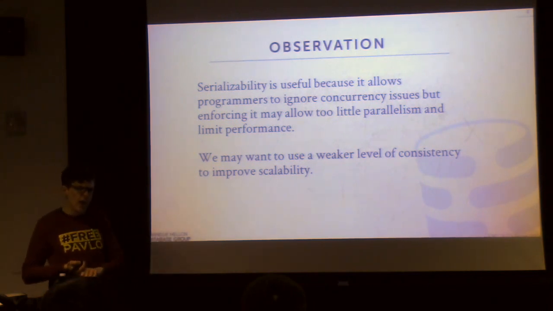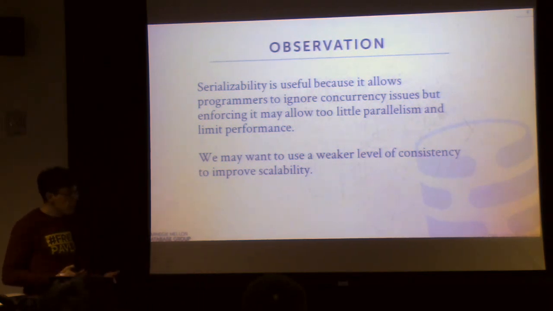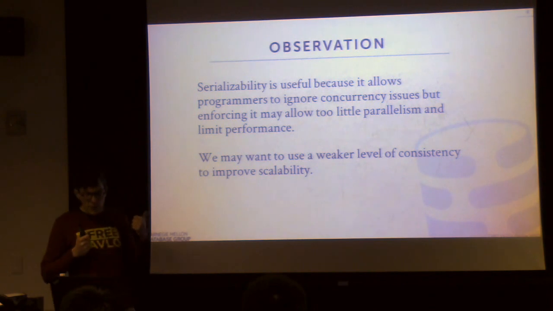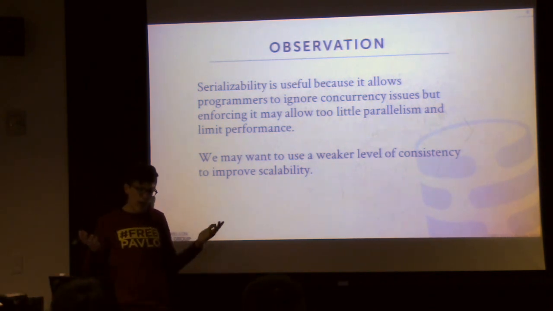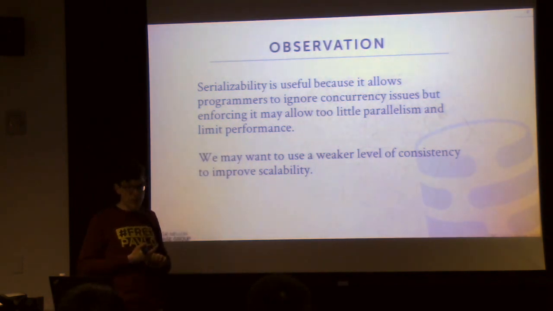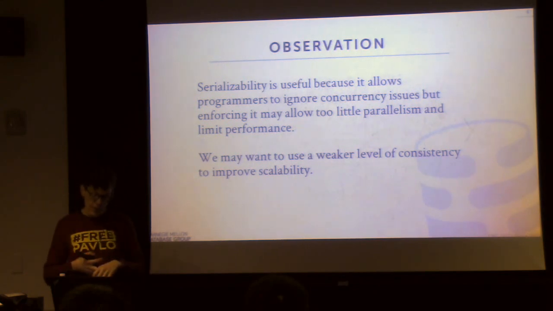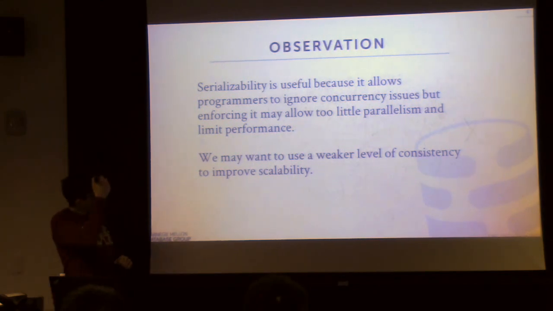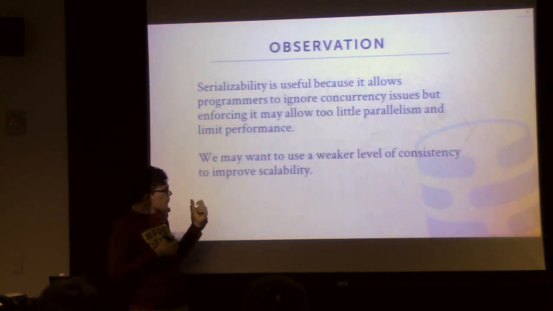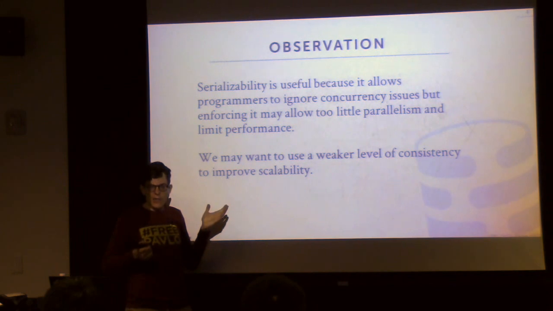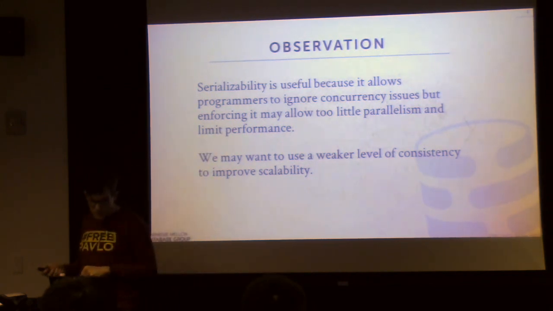So this can inhibit the amount of parallelism we have, which in turn can reduce the performance of the system. In a lot of cases that we'll see, almost every single database system that supports transactions doesn't support serializability by default. And some of them don't even support serializability at all. They run at weaker isolation levels. The reason is that weaker isolation levels are going to allow you to get better performance and improve the scalability of the system by allowing some anomalies to occur that don't occur under serializable isolation.